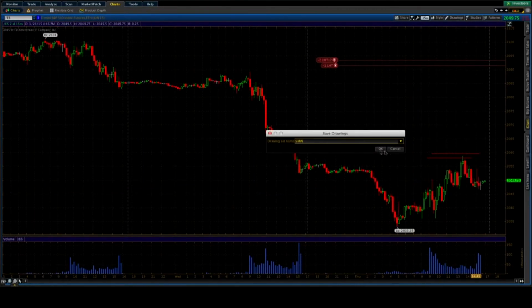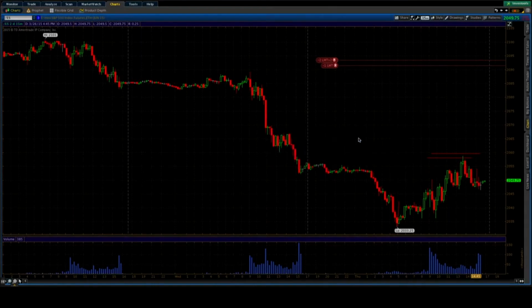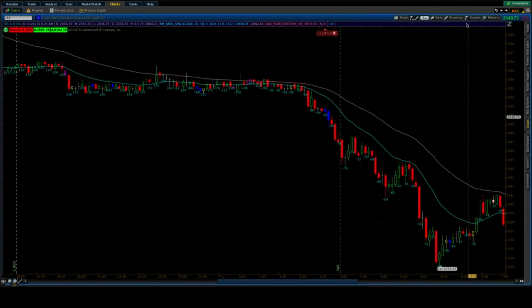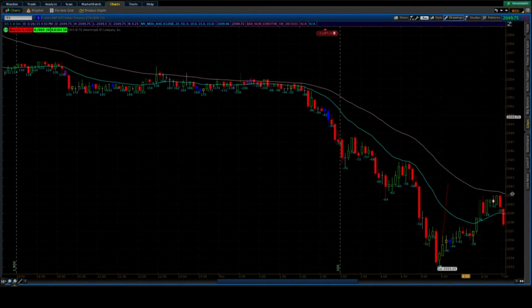Bear with me here for just a second. I guess I should have done this in the 5-minute chart. I don't know why I'm doing it in the 15-minute chart, but not an issue. So let's see. Right, well.